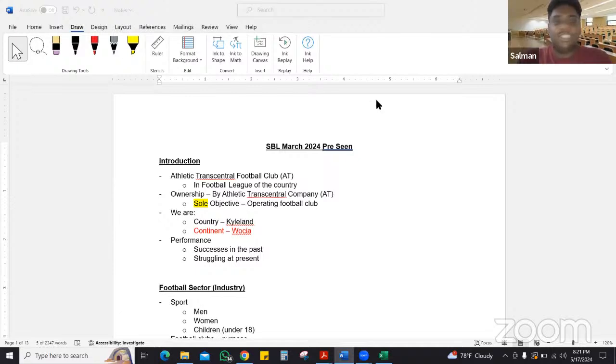Right. So let's wind up our session today. I'll be sharing the PDF which involves the formats, as well as this particular draft Word document, in the revision group just after our class.